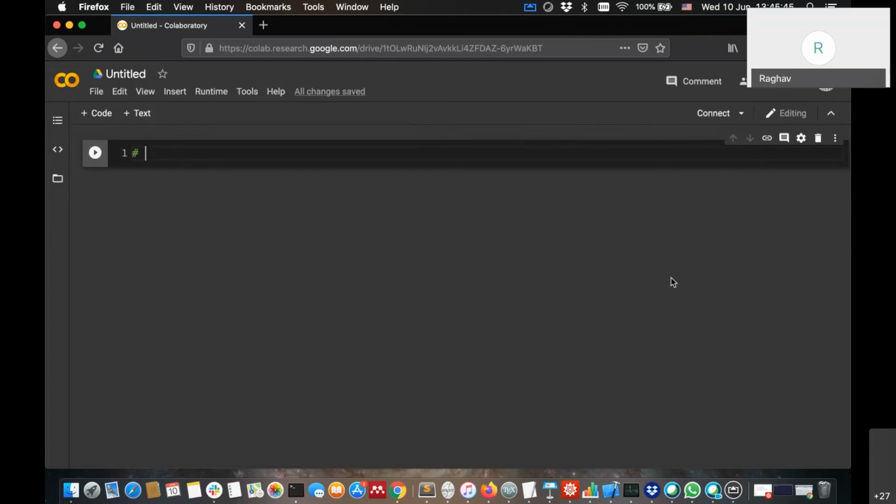Will these exercises work on Jupyter as well? Yes, these exercises should work on Jupyter as well, but I'll be using this Google Colab. So for now, let's just focus on this Colab.